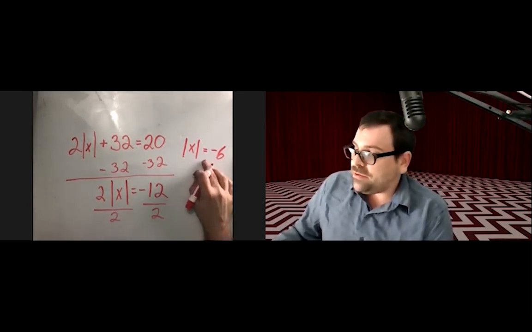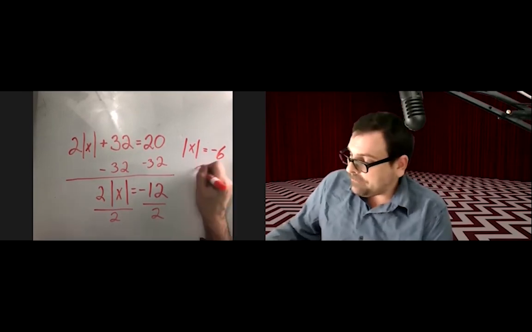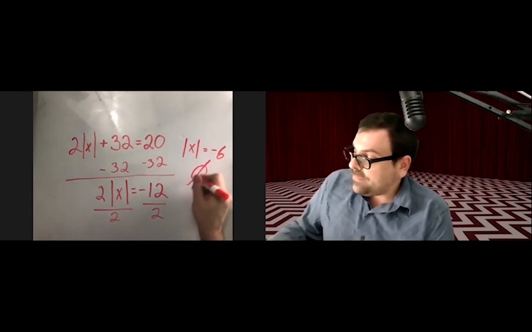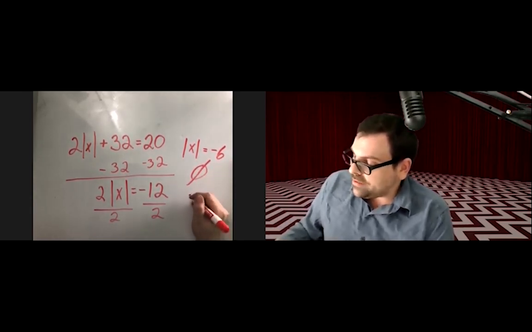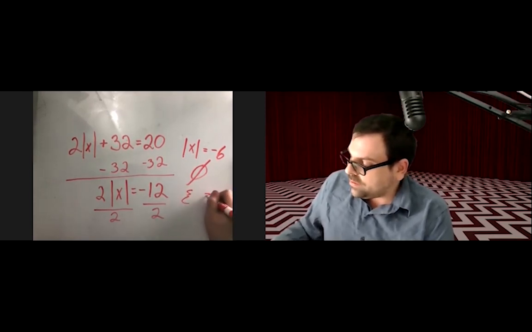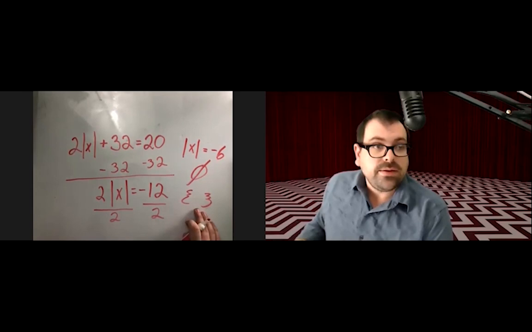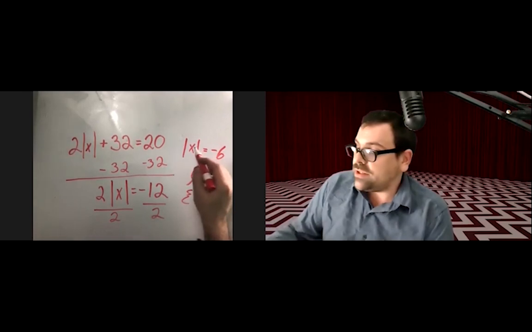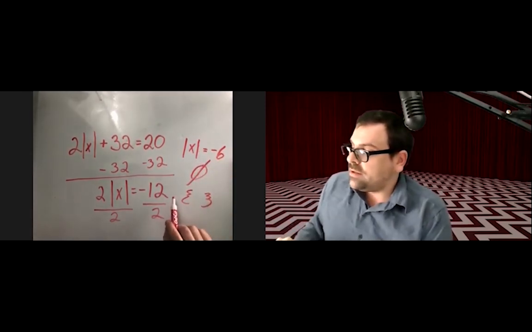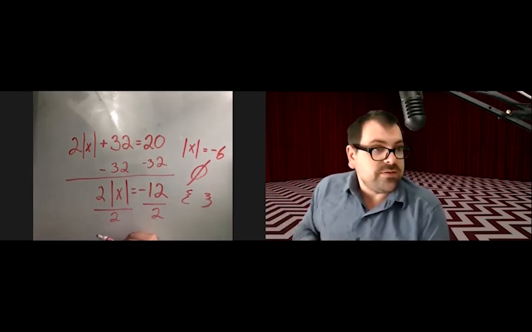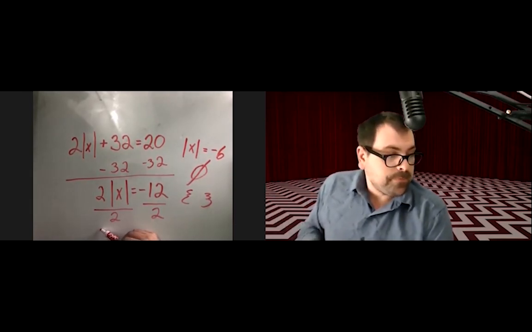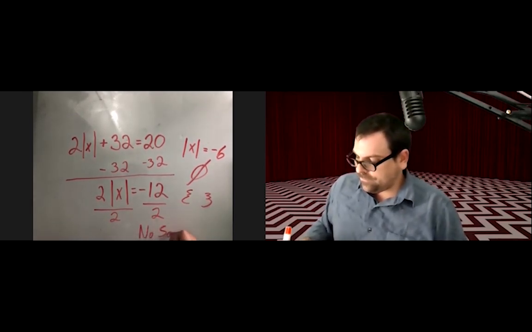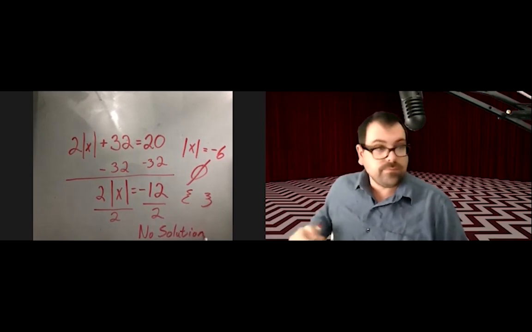Since an absolute value can't be negative, there's no solution. The answer is the empty set. Either this 0 with the line through it, or a literal empty set, because we can't solve this. There is no solution. There is no real number x that the absolute value is negative 6. No solution.